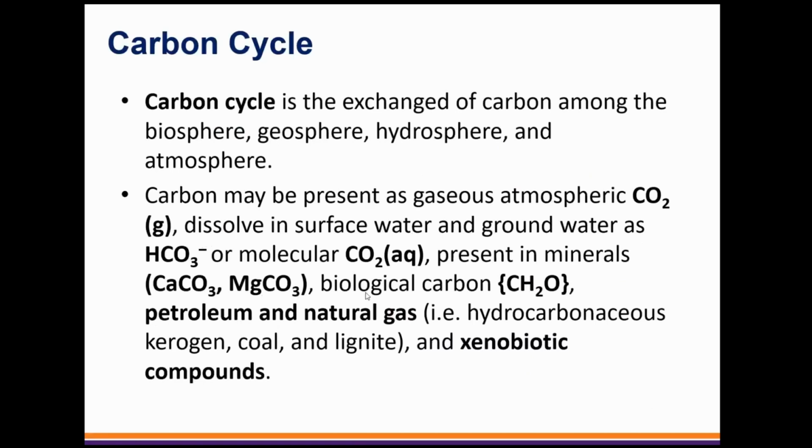It can exist in biological carbon. So this CH2O is the formula for biological carbon. And then it also exists in petroleum and natural gas, for example, as hydrocarbons and kerogen. This is the organic matter in oil shale. And then we have coal and lignite and also xenobiotic compounds. A xenobiotic compound is a hydrocarbon with functional groups containing halogens, oxygen, nitrogen, phosphorus, and also sulfur.